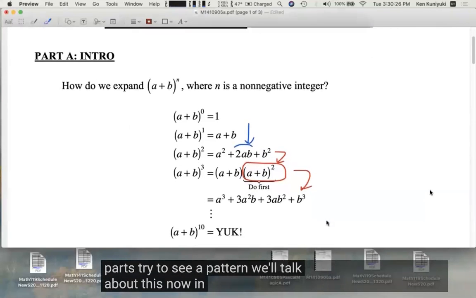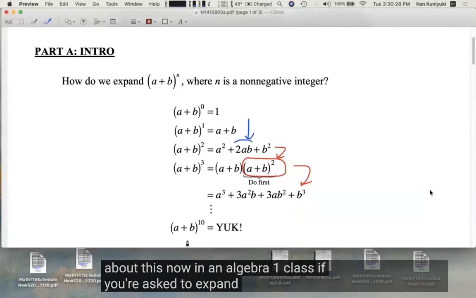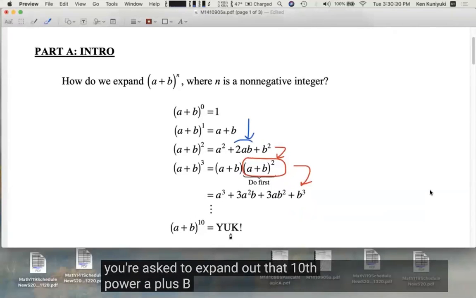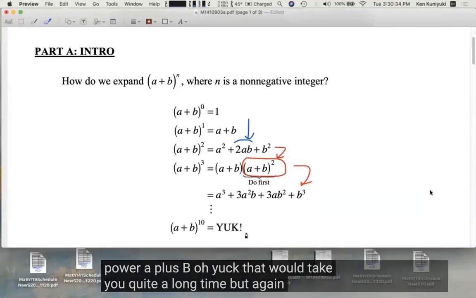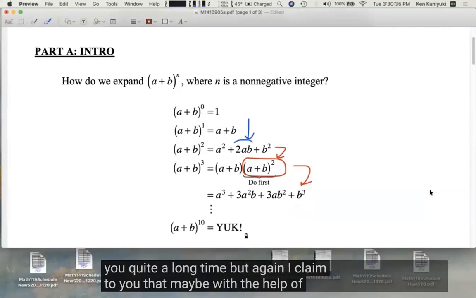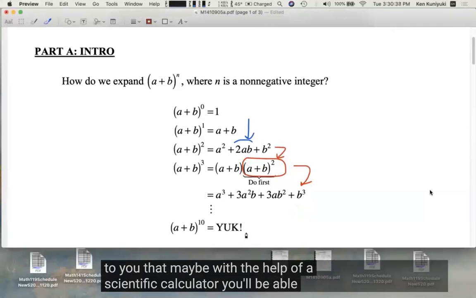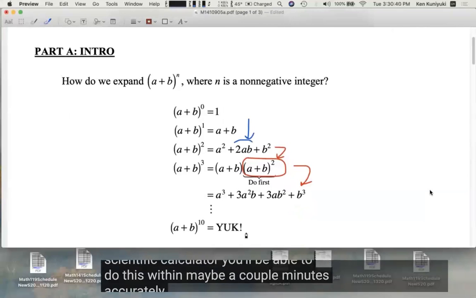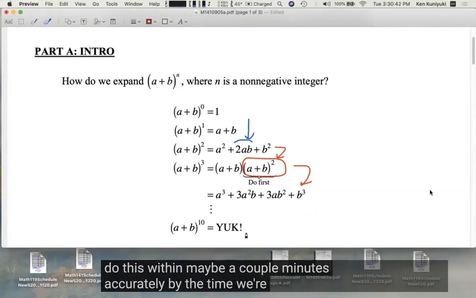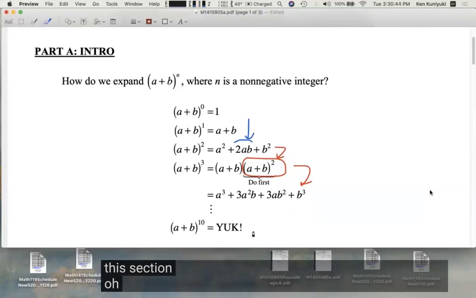Now, in an Algebra 1 class, if you're asked to expand out the 10th power of a plus b, oh yuck, that would take you quite a long time. But again, I claim to you that maybe with the help of a scientific calculator, you'll be able to do this within maybe a couple minutes accurately by the time we're done with this section.